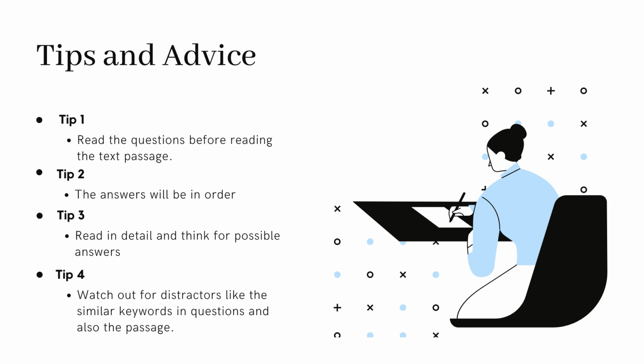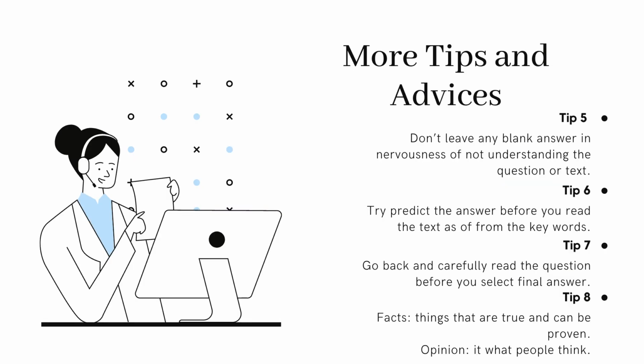Don't be tricked by the distractors, especially by the keywords from the questions that look the same as in the text. Don't worry if you do not know anything about the topic. It is just a reading text and not a test of knowledge. Try to predict the right answer from the keywords of the question before you read the text. Go back and carefully read the questions again before you select a final answer. The answers will remain in the same order as the text.